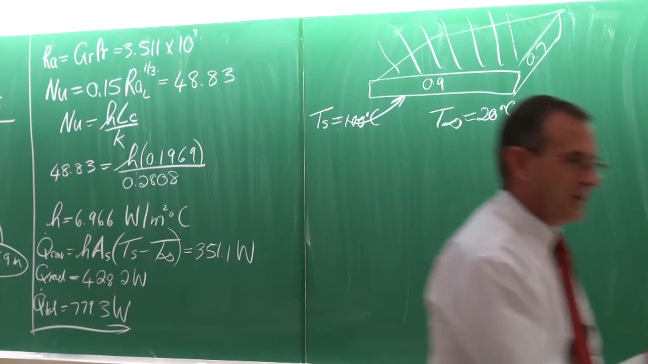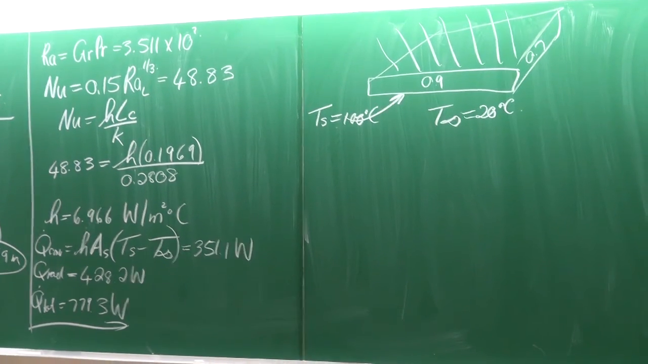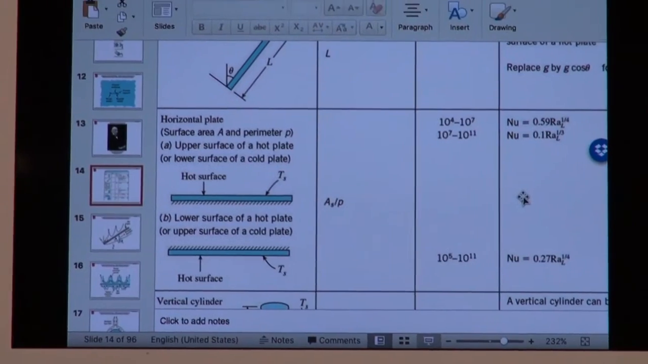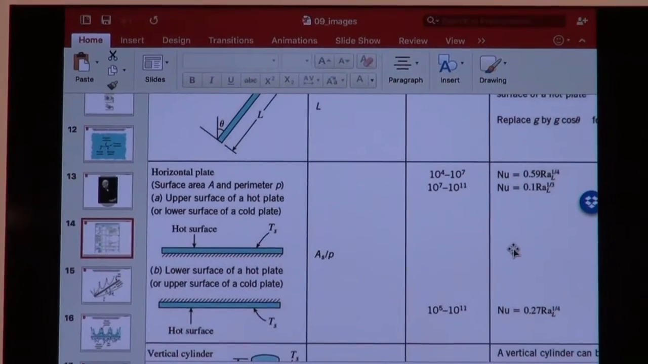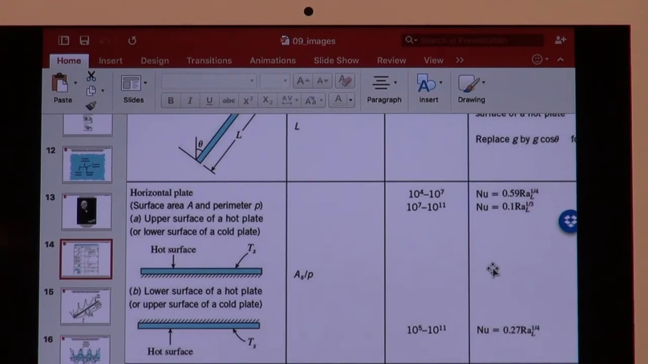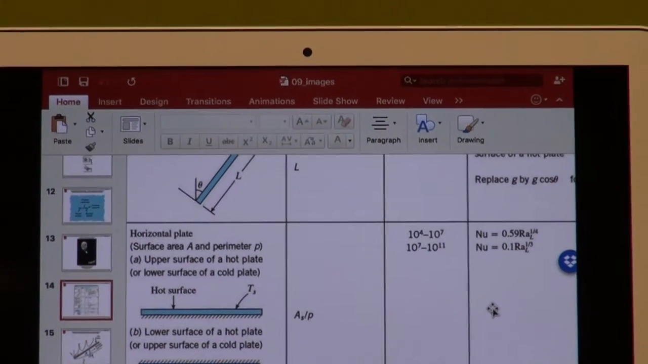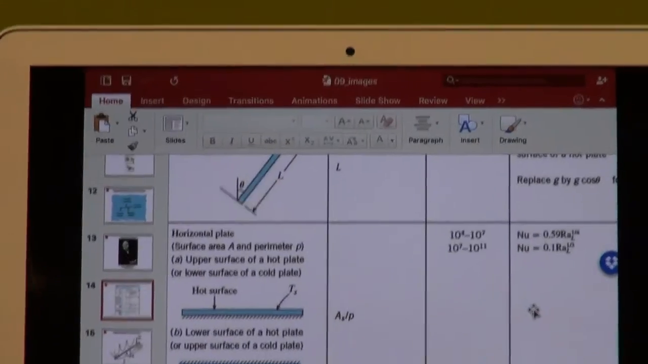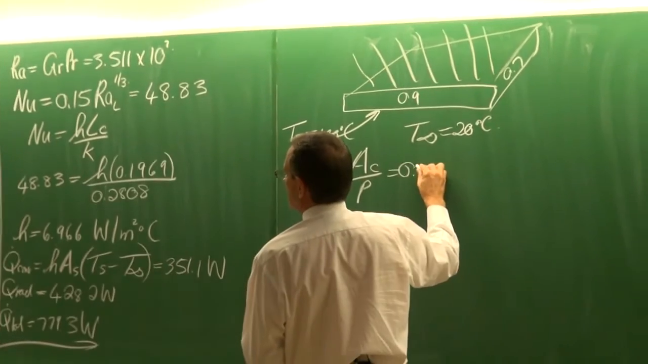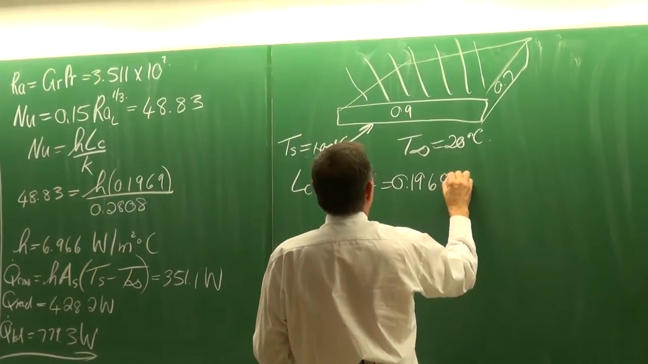Again, for that specific application, go and look at what the table says. If we look at this table, it says the characteristic length we have to calculate, again, by using the surface area divided by the perimeter. So Lc is equal to the surface area divided by the perimeter, and that means it is not going to change. It is going to stay as 0.1969 meters.